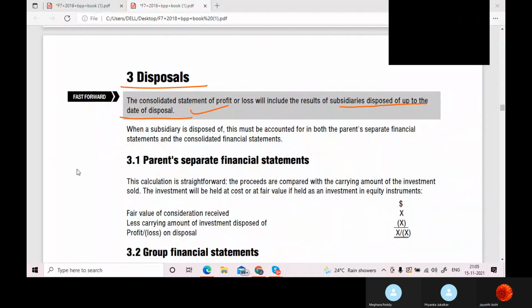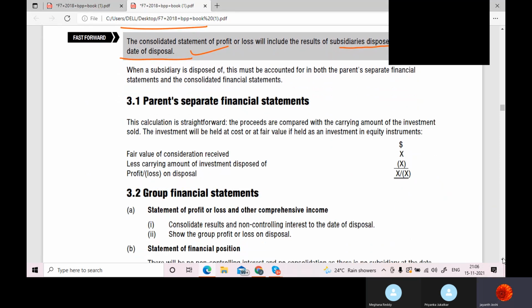Till the time the subsidiary is existing or you have not sold it, till that time only you should consider the results of that company or any kind of profits or any claim you have on that company. Once the subsidiary is sold off, no claim, finished. Now, when you sell a subsidiary company, definitely you can expect profit or loss. And that profit or loss on disposal has to be accounted. Okay.